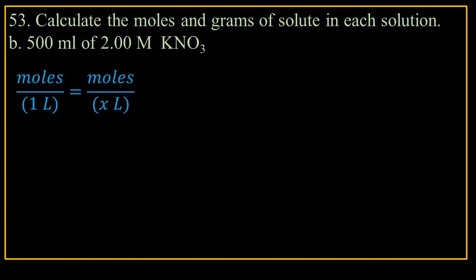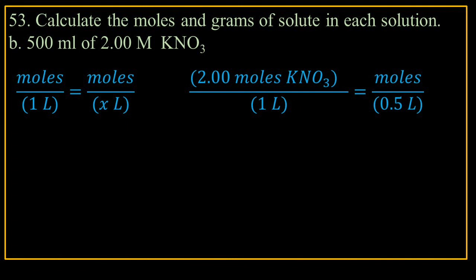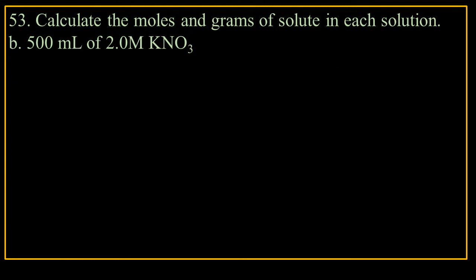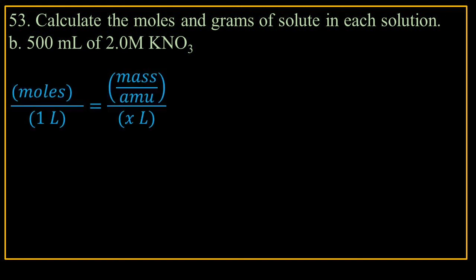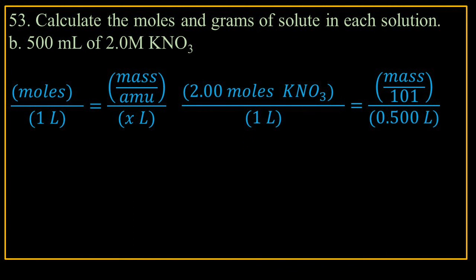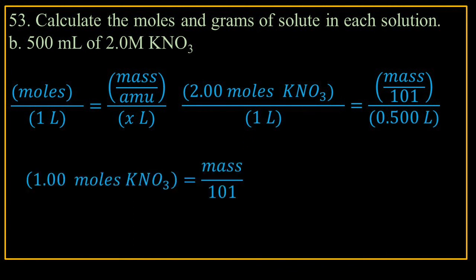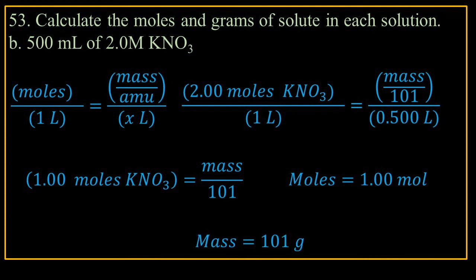Now 500 milliliters, so that's going to be 0.5 liters. So I'm just going to go right to 0.5 liters. So that'll be 2 times 0.5 divided by 1. So it'll be 1 mole, okay? And then what's going to be the mass in grams? So then I'll fill in 101, cross multiply, 2 times, half of 0.5 is 1, 1 times 101 is 101.